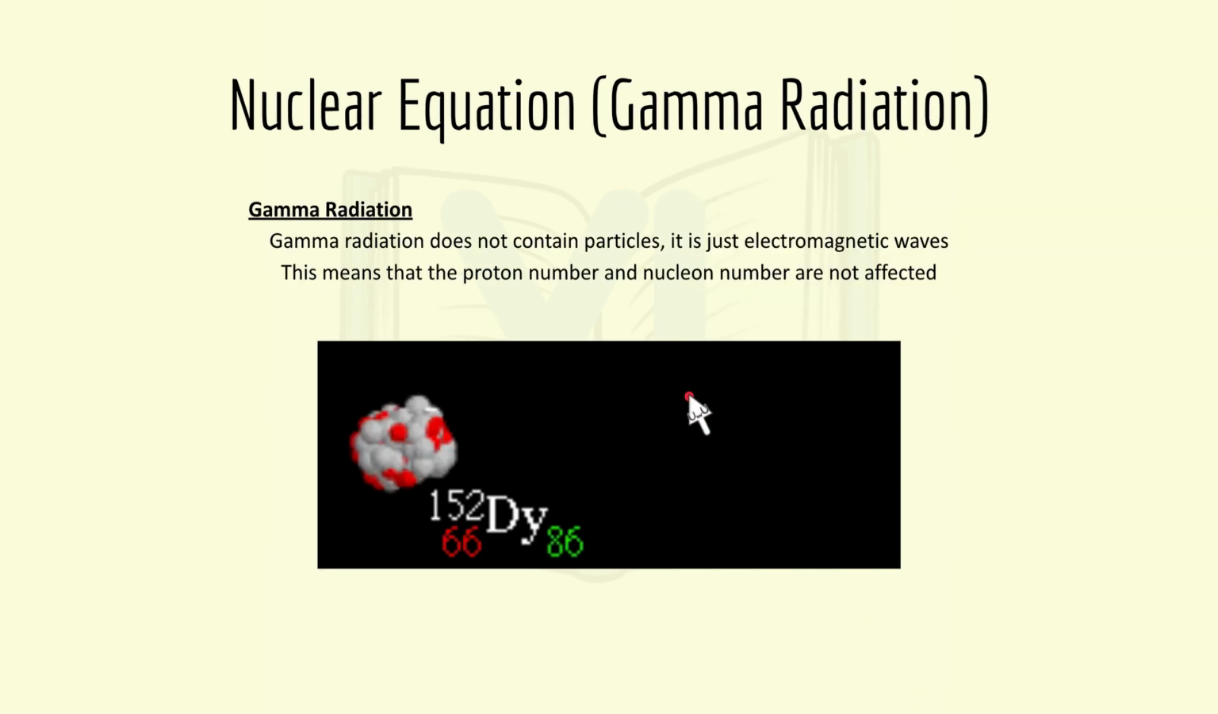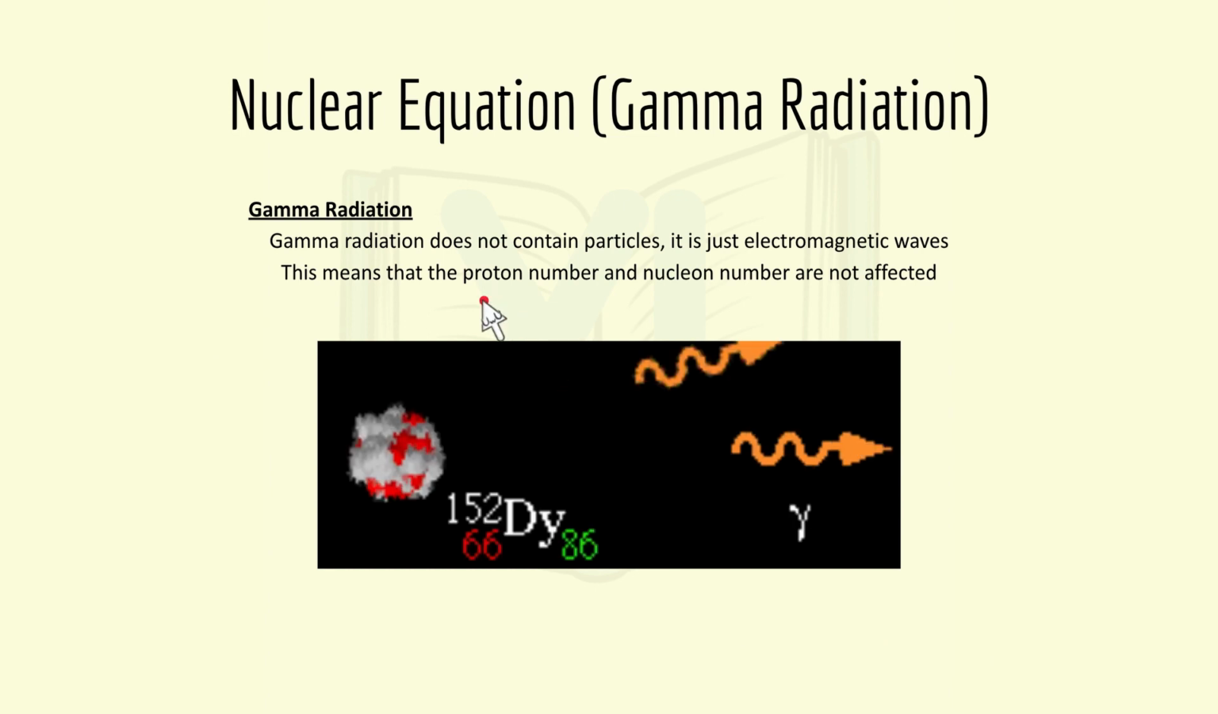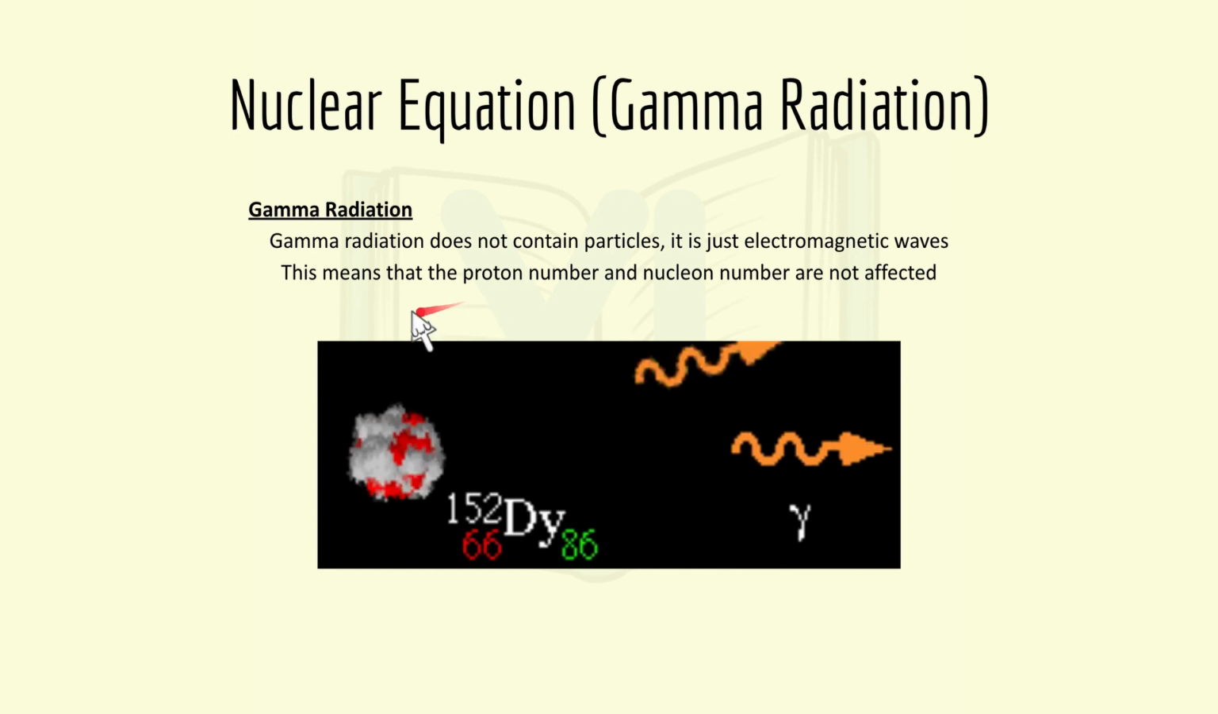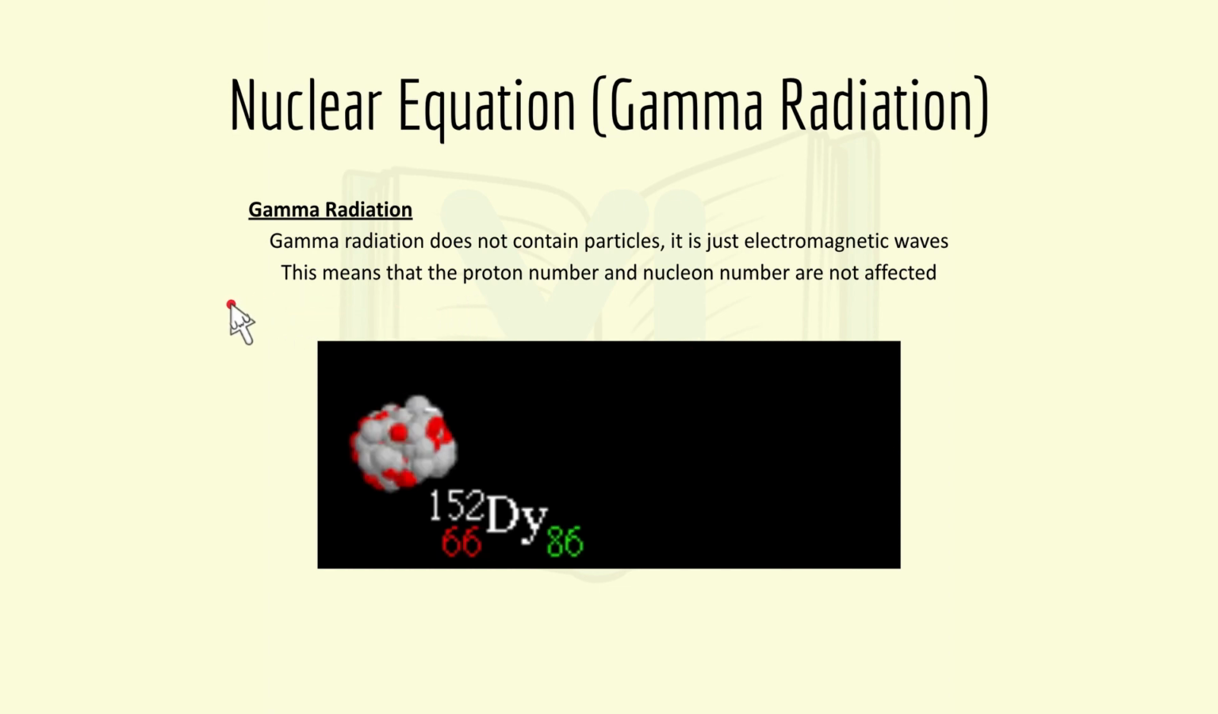So we move on to gamma radiation. Gamma radiation does not contain particles, as it is just a wave, an EM wave. This means that the proton number and nucleon number are not affected.